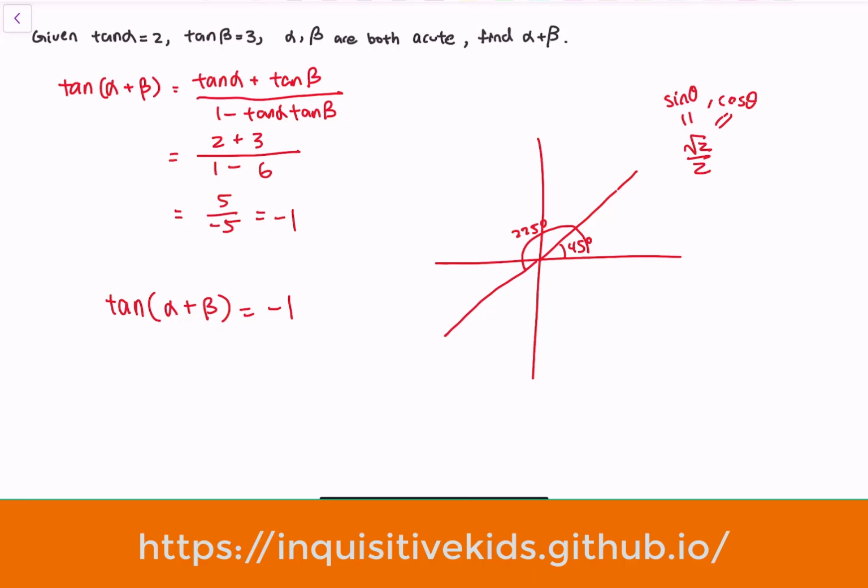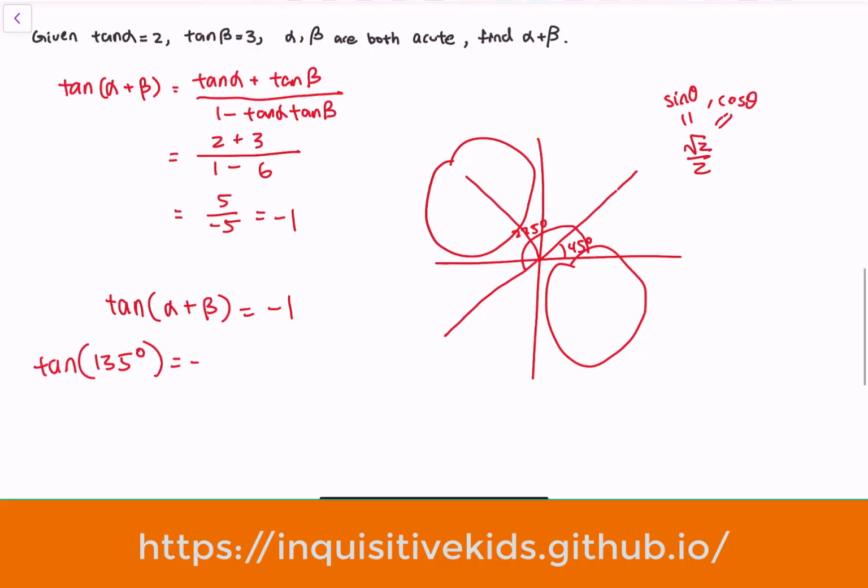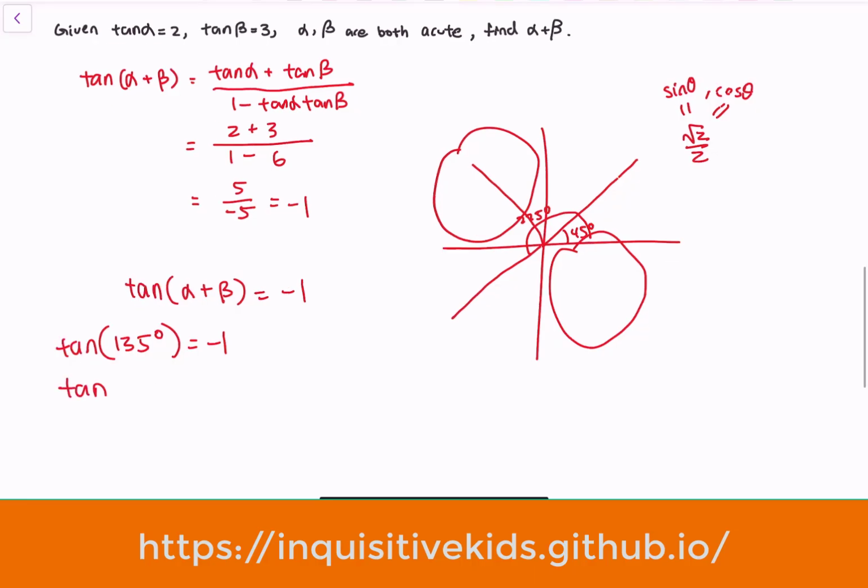But remember, in our case, the tangent has to be negative. This means that our angle must be in the second and fourth quadrants, because this is when one of the sine or cosine is negative. So their signs are different. If we have a 135 degree angle, then tangent of alpha plus beta would be negative 1. If we have a 315 angle, the tangent of that will also be negative 1. So we have two possibilities for our answers.